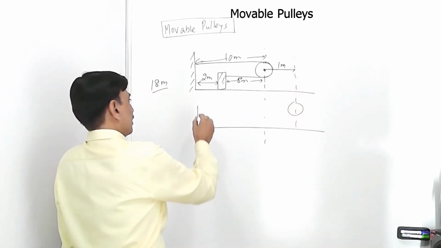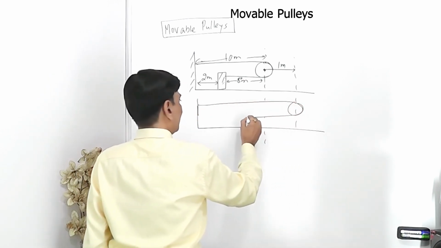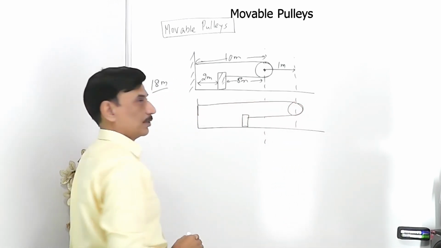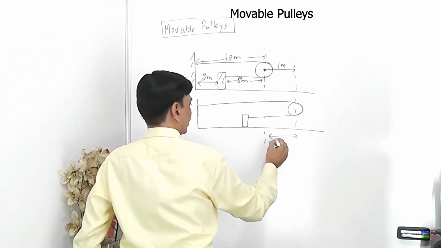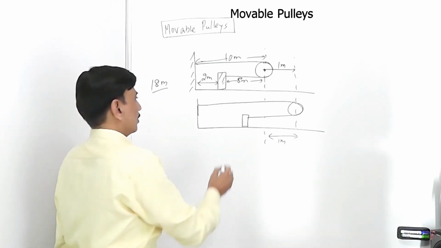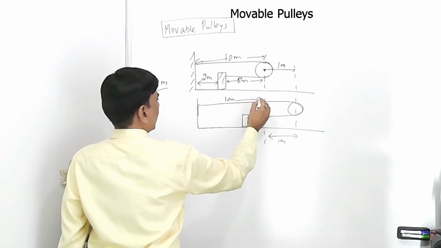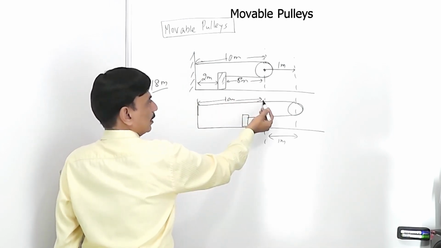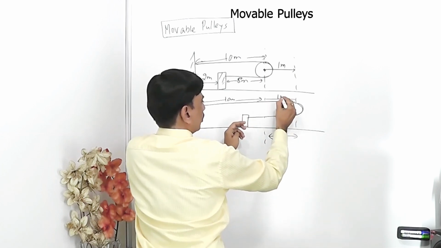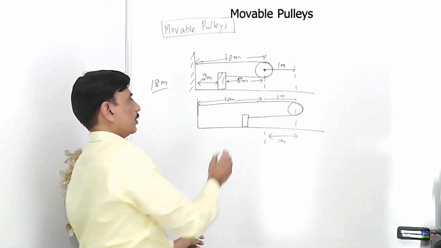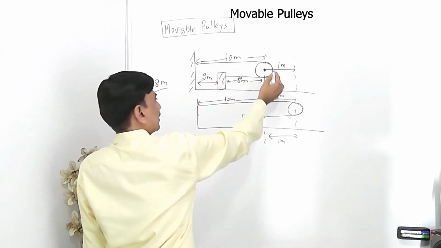When it comes over here, now the string will pass like this and this block will move in this direction. So we see that this distance is 1 meter. From here to here, that is 10 meter, so from here to here this will remain as 10 meter. Plus, if this is 1 meter, then from here to here is also 1 meter. So this is 10 plus 1, 11 meter. Total length of the string is 18 meter.